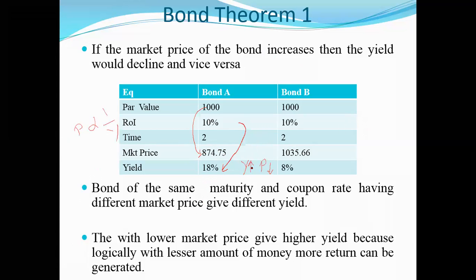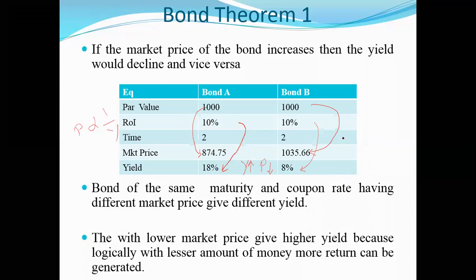Now, if this is the case, the other side also has to be true. Now the coupon rate is 10%. So from 10%, the yield has gone to only 8%. Look what will happen to the price. Just calculate it with the same thing. You will arrive at the price.